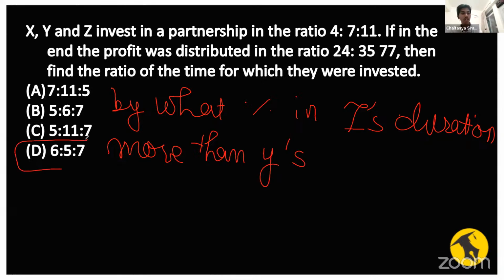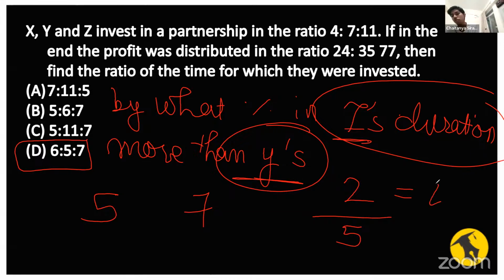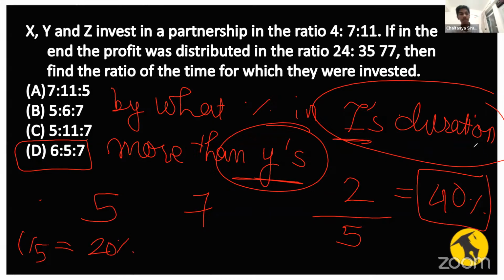So we saw the correct answer was 6:5:7. So Y must have been there for 5 months, let's say, and Z was there for 7 months. So now I have to find by how much percent Z's duration is more than Y's. So it will be 7 minus 5, which is 2 months. Then I divide by Y's, which is 5. This is nothing but 40%. We know 1 upon 5 is 20%. You simply multiply it by 2, you will get 40% as the correct answer.